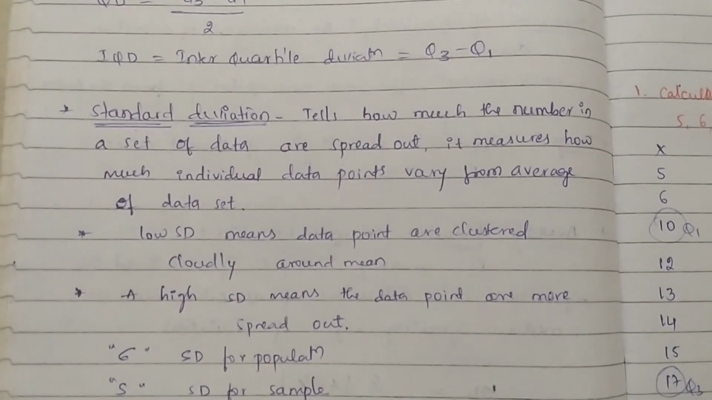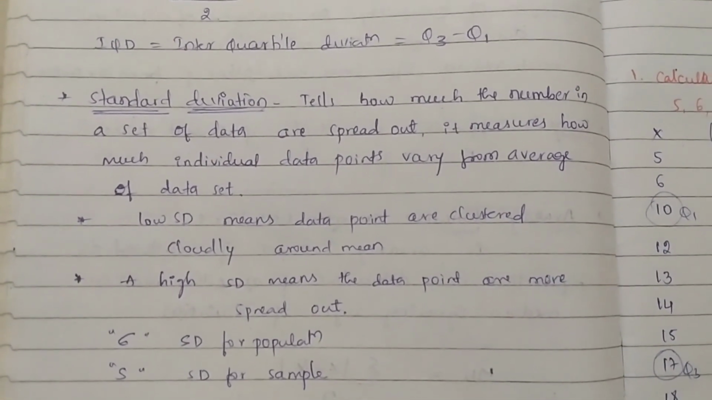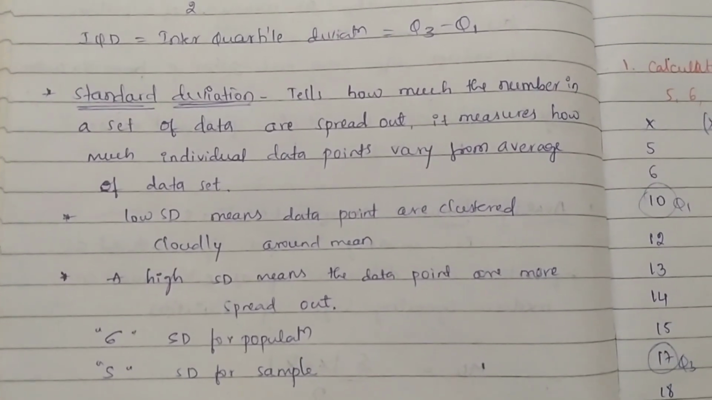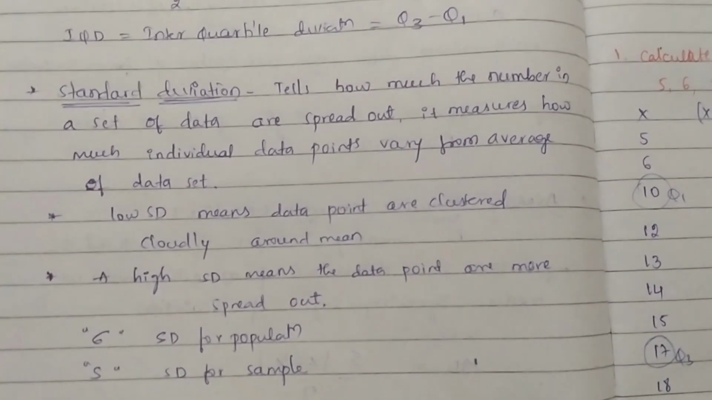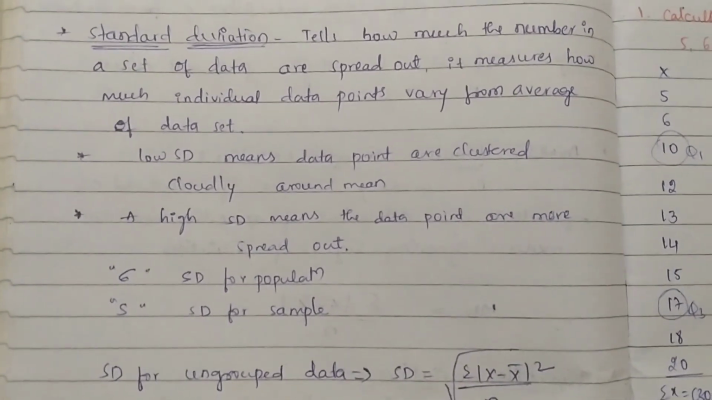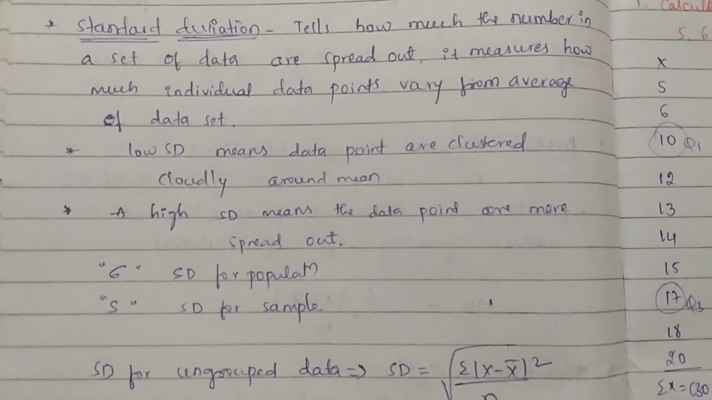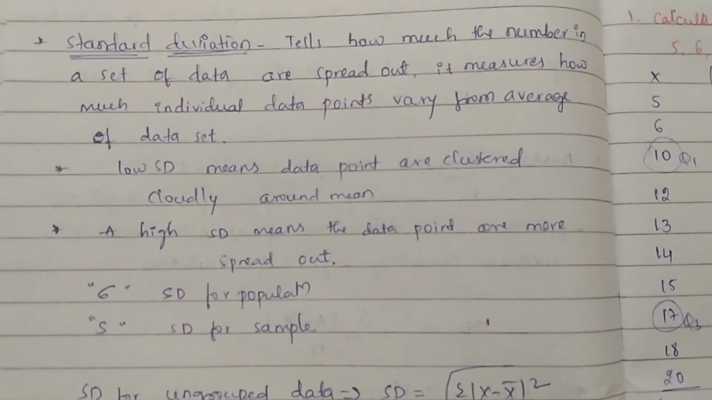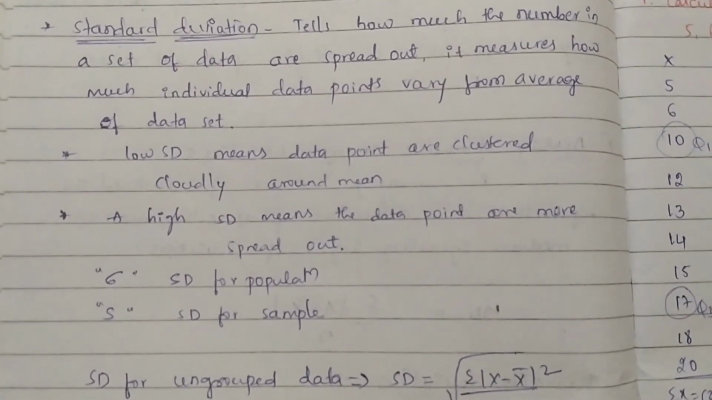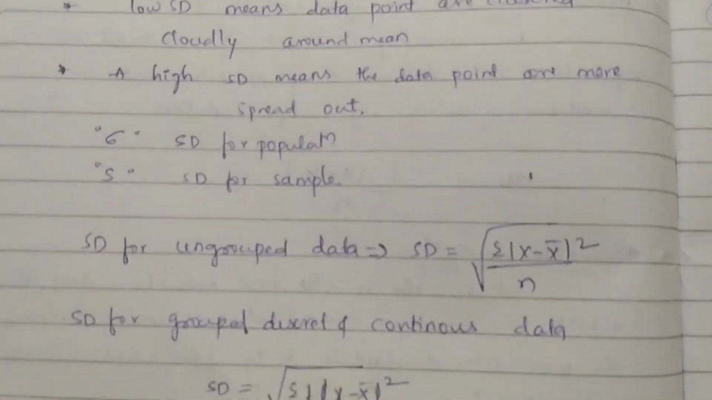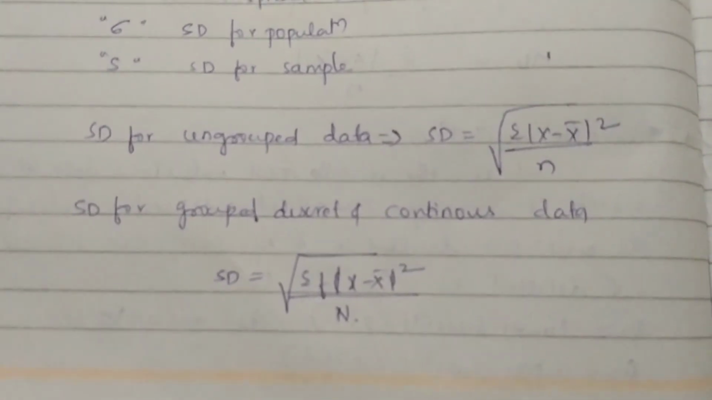The standard deviation tells how much the data is spread out. It measures how much individual data points vary from the average of a data set. So a low standard deviation means data points are clustered closely around the mean. A high standard deviation indicates the points are more spread out. Here, sigma indicates the standard deviation for the population, and s indicates the standard deviation for samples.